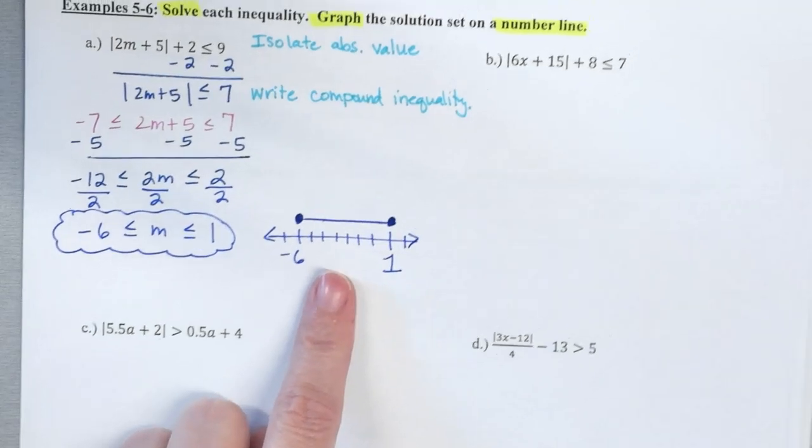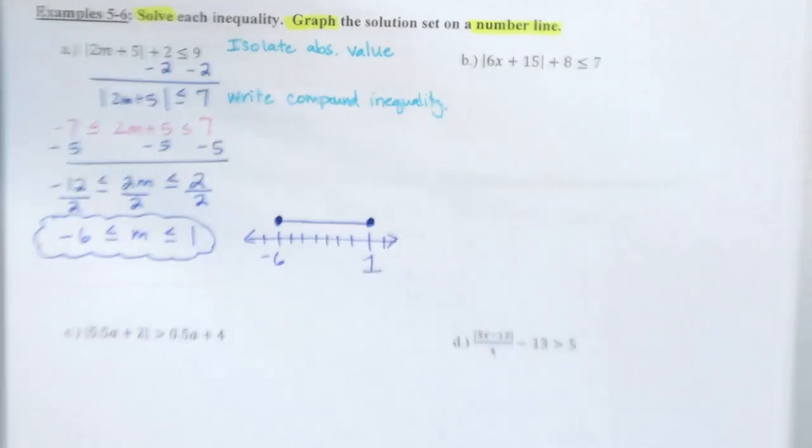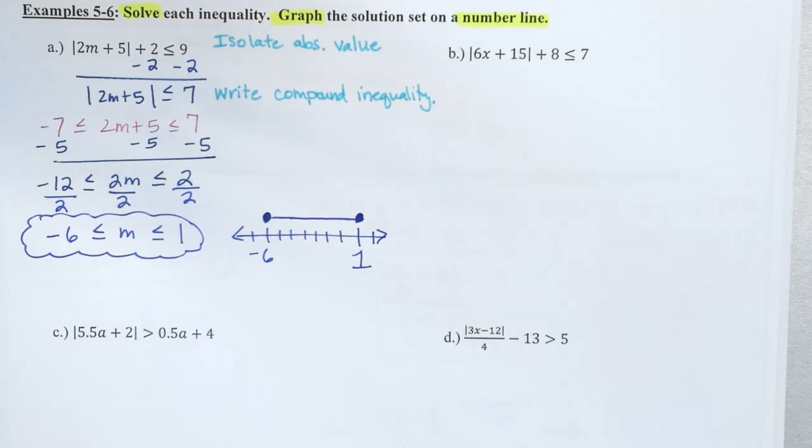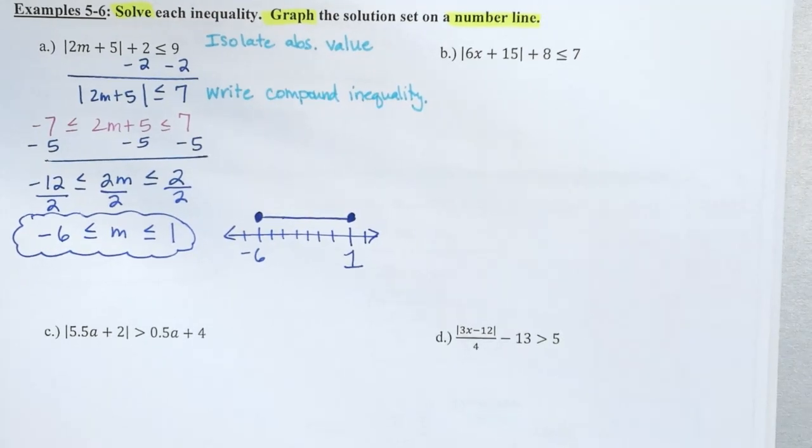Okay, so based on what we did for part A, can you guys do the first couple steps of part B? Okay, so you're going to isolate your variable.